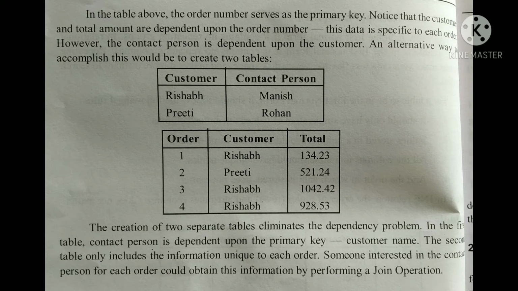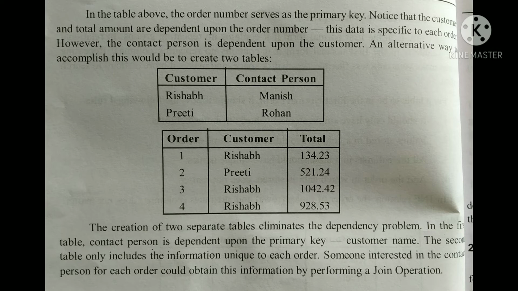Then here they go to the third normal form. A relation is in the third normal form if it is in second normal form, and every non-key attribute of the relation is non-transitively dependent on each candidate key of the relation.